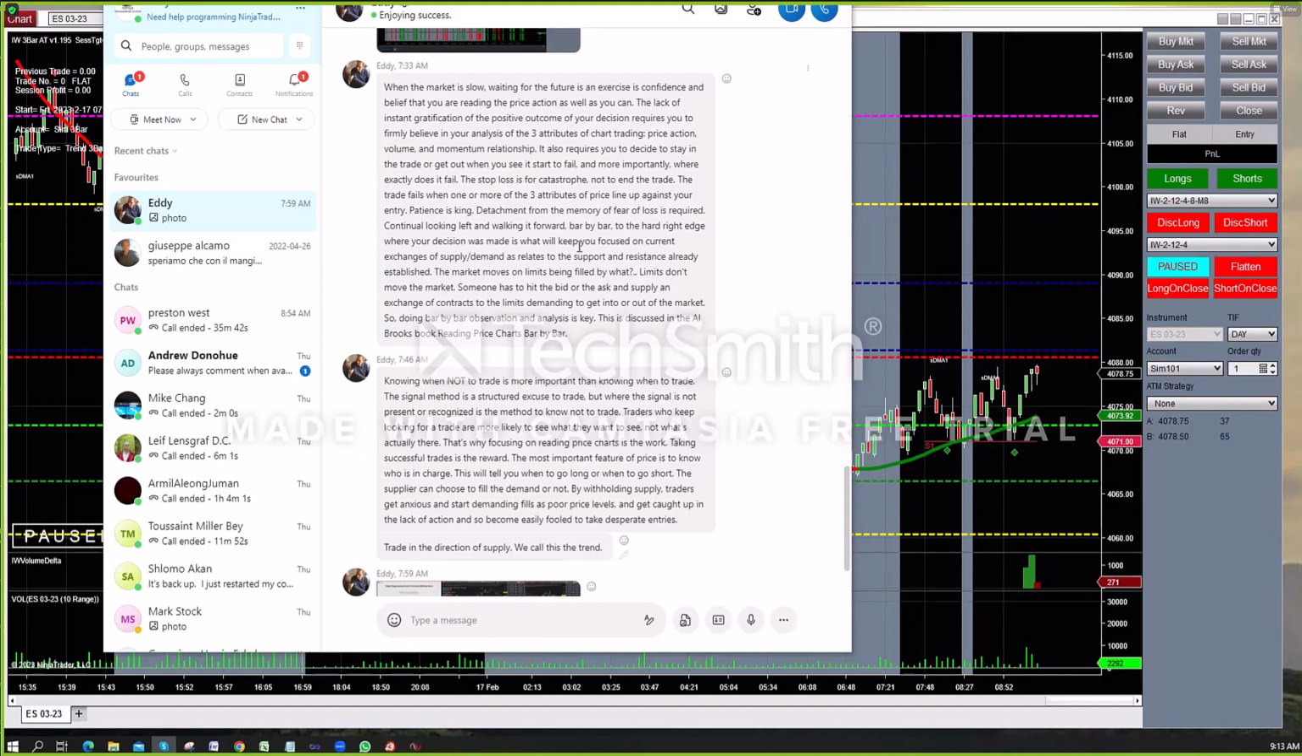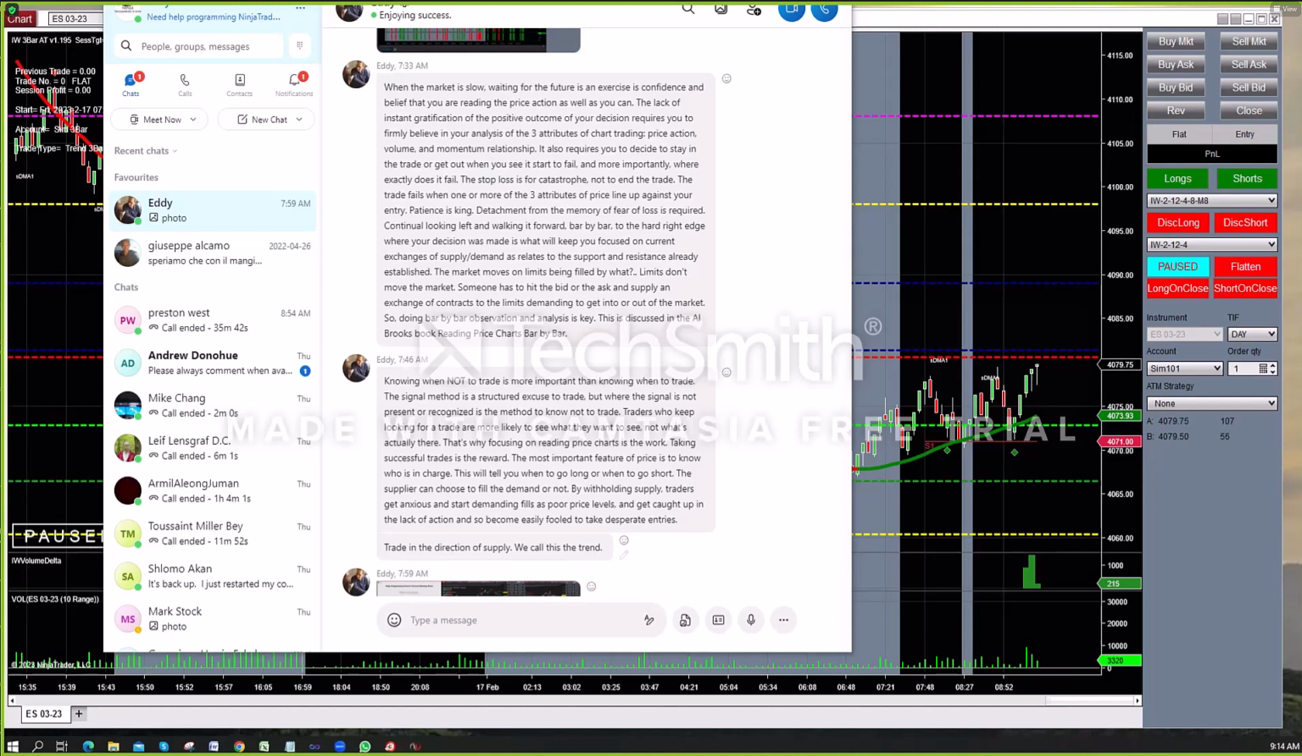So when the market is slow, waiting for the future is an exercise in confidence and belief that you are reading the price action as well as you can. The lack of instant gratification of the positive outcome, that's what we're always looking for. When we put a trade on, we don't want to stay in the risk. Anything can happen. The next tick could go sideways. Who knows? So we're not going to be instantly gratified, and we have to live with that. That's what we want, but it's not going to happen.